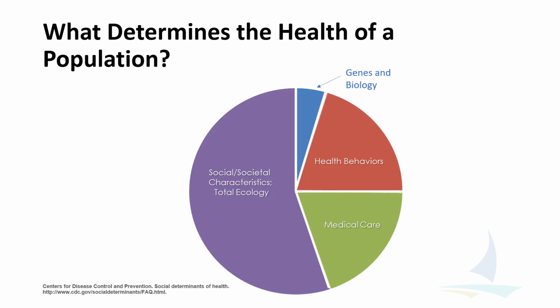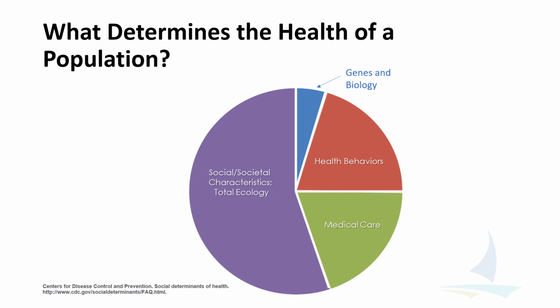This chart is an estimate of how these four major determinants influence health at the population level. Notice the portion of the chart that represents medical care. We spend trillions of dollars on healthcare, yet it only determines about 25% of our health.